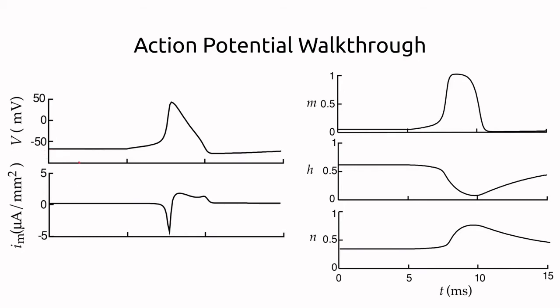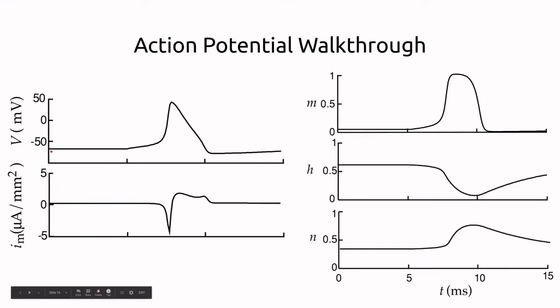So what we have here is, this top graph is the membrane potential of the neuron. This bottom graph here is the current flow through the M channel, that's the sodium activation channel. And then we have here M sodium activation, H sodium inactivation state variable, and then N the potassium activation state variable.